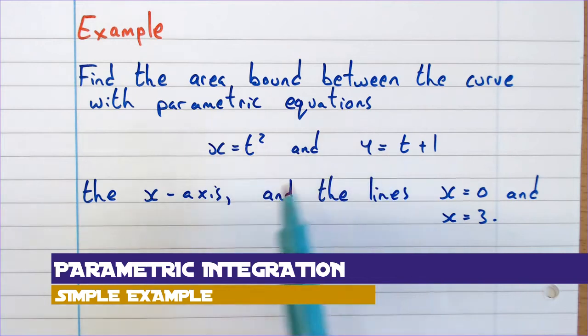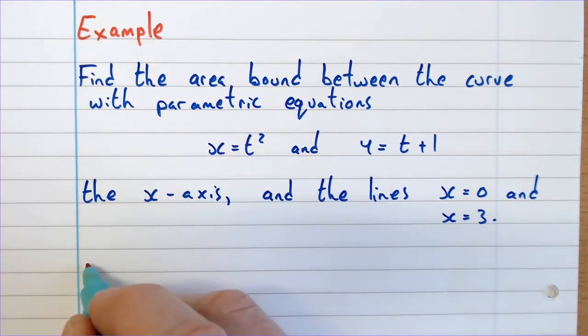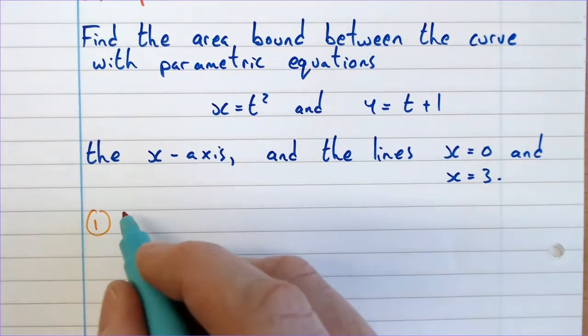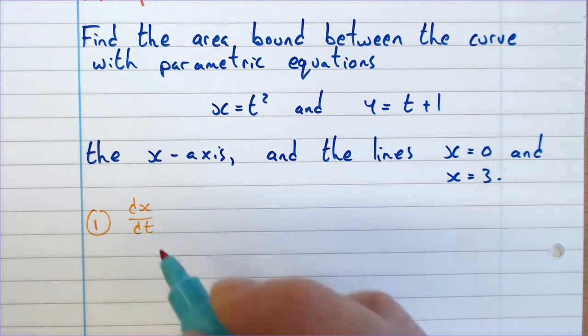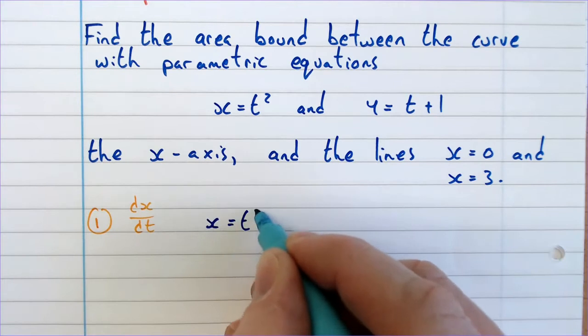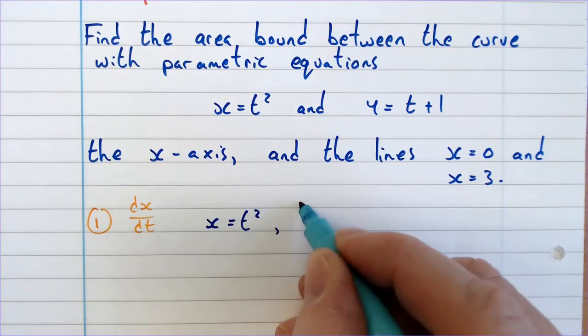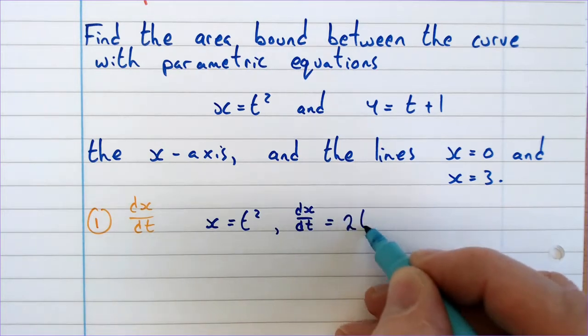Find the area bound between the curve with parametric equations x equals t squared and y equals t plus 1, the x-axis, and the lines x equals 0 and x equals 3. That's a fancy way of saying find the area under the curve between 0 and 3 along the x-axis. To do that, we're going to do it in 3 steps. We're going to find dx/dt first. If x is t squared, then dx/dt is equal to 2t.